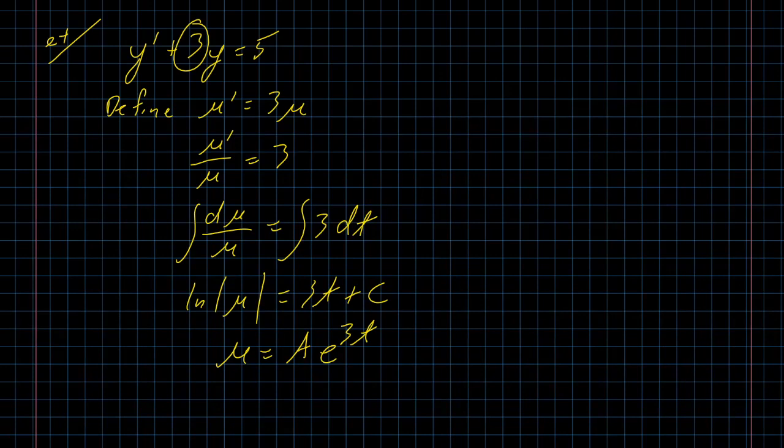Again, you can memorize anywhere in this process. Some people just have done this in general. Instead of putting a 3 there, putting a p of x, and you get that mu is going to be some constant a times e raised to the integral of p of x. I'm sorry, I'm doing t here. I should be consistent. P of t dt.